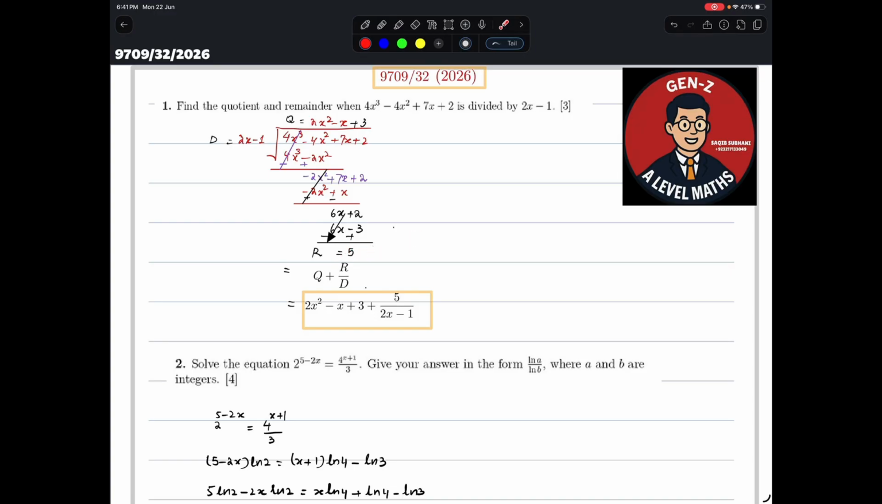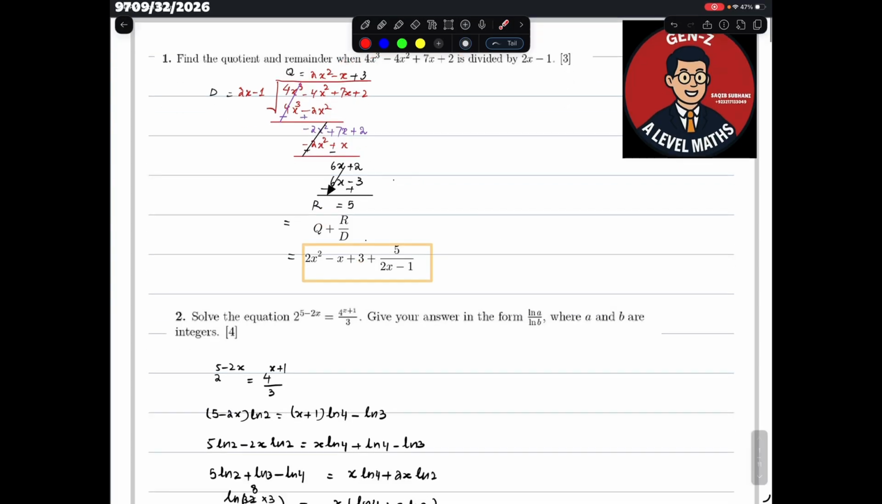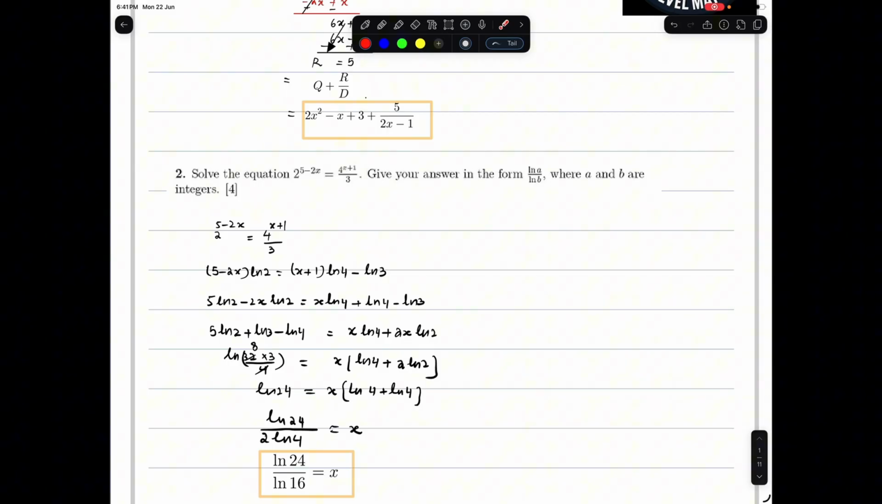So if you want to rewrite it as quotient plus remainder over divisor, you can write it that way. Otherwise you simply mention the quotient and remainder according to the question. So this was question number 1.